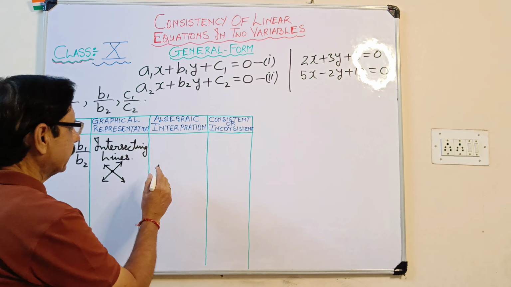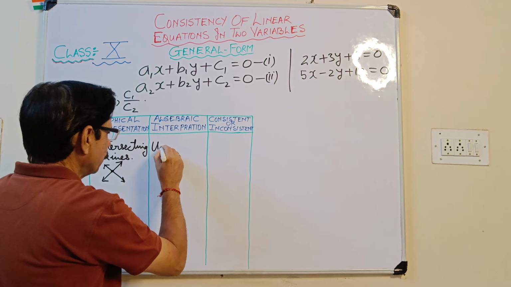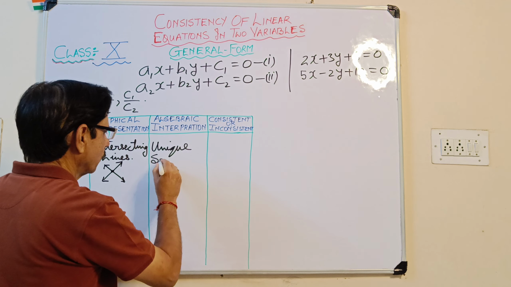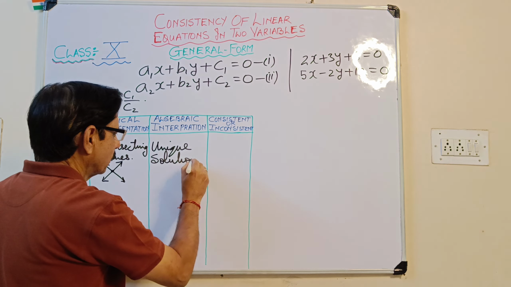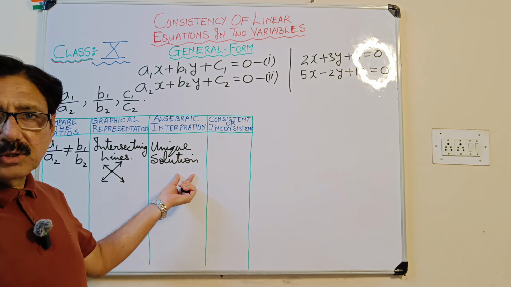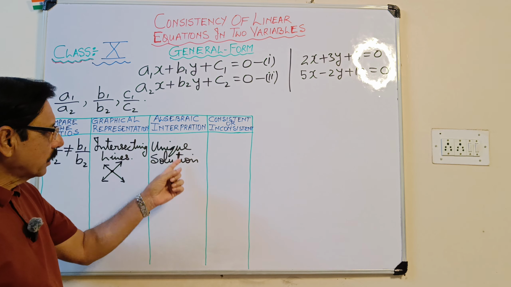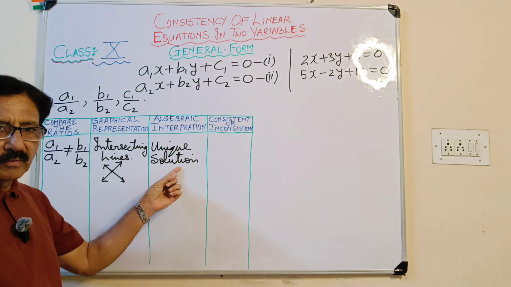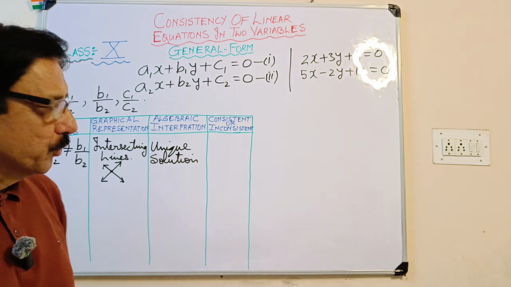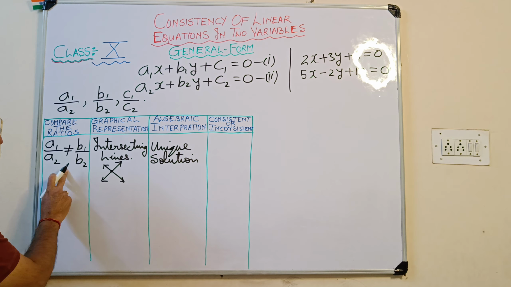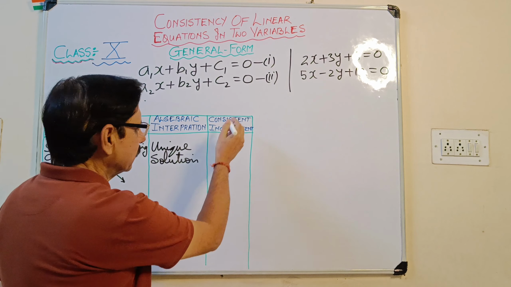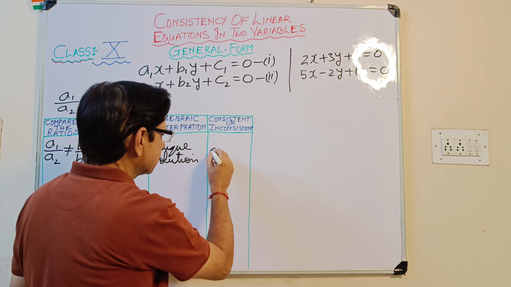So in the algebraic interpretation, what you will get is a unique solution. A unique solution you are going to get if you are solving it algebraically. So the values of x and y, very easily you will get if a1 by a2 is not equal to b1 by b2. Because we are getting a solution, we can say it is consistent.